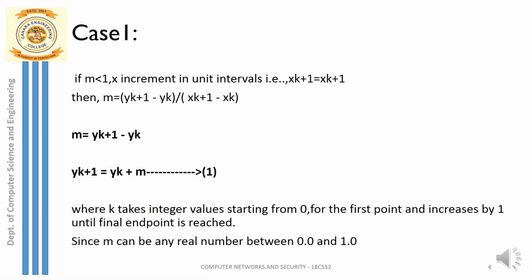Let's begin with case 1. Let's generate a line whose slope is less than 1. What is the line whose slope is less than 1? What is the equation of the slope? The equation of the slope is m is equal to dy by dx, that is, change in y divided by change in x.